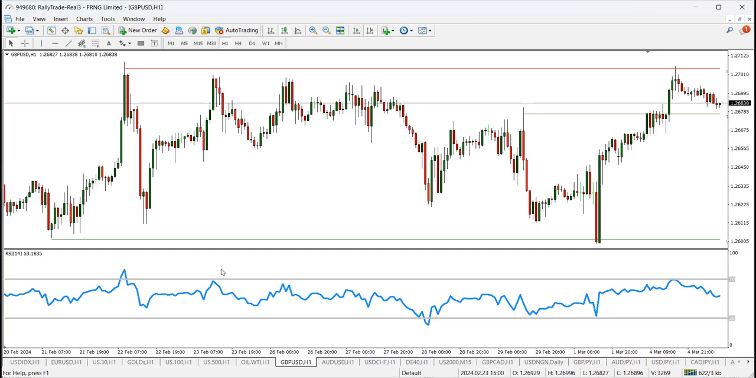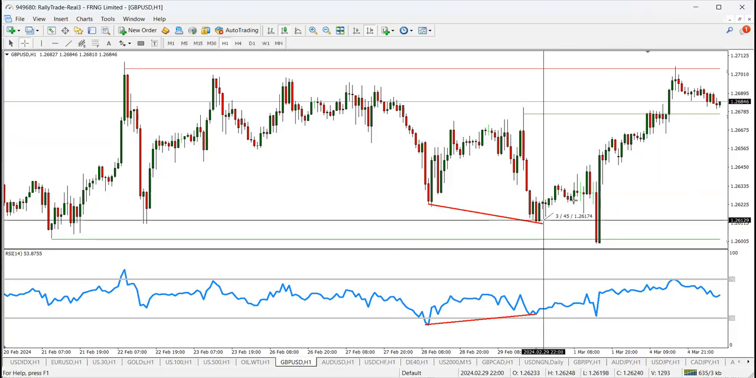Let's look at another example of a divergence. In this same GBP USD here, if we compare this low to this particular low here, price has gone down and given us a lower low, right? But what is our RSI saying? Our RSI is saying that this particular zone is a higher low. RSI is telling us this zone is a higher low. So what does price do? Price pushes up, comes down to retest this particular support zone, and then gives us a whole lot of movement.